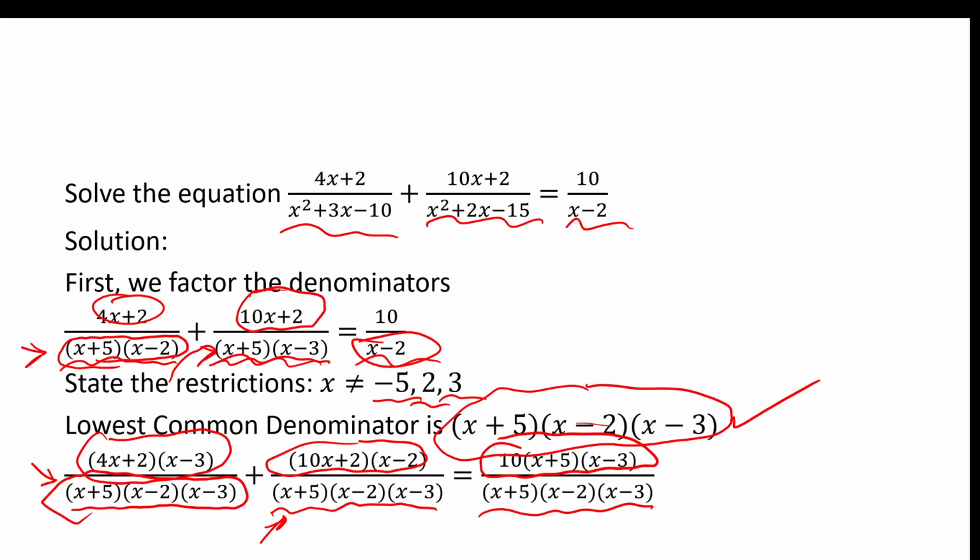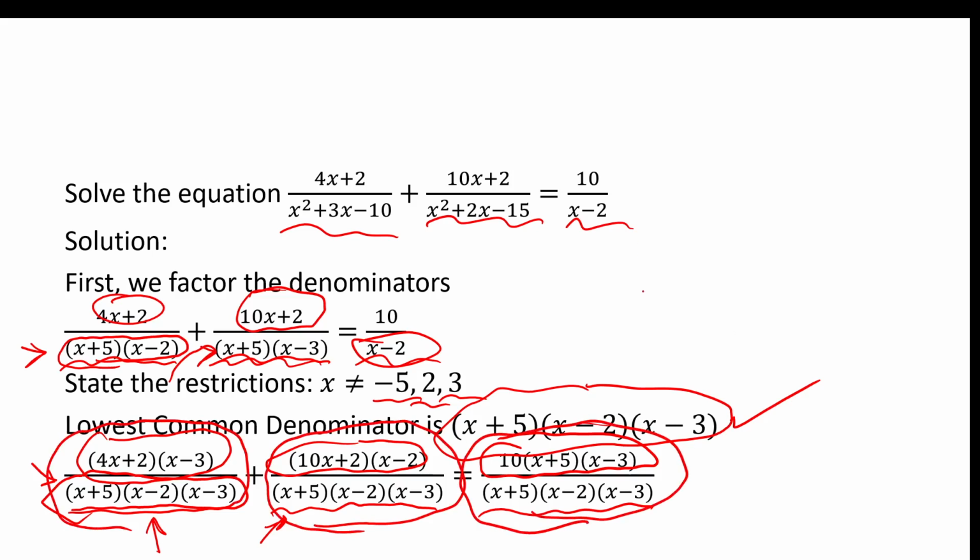Now, what we're going to do next is we're going to multiply every single term. So that means this first one, and this second one, and this third one. We're going to multiply all of them by (x plus 5)(x minus 2)(x minus 3). And just for a second, let's see the effect of that on the first one. Just to show you something.